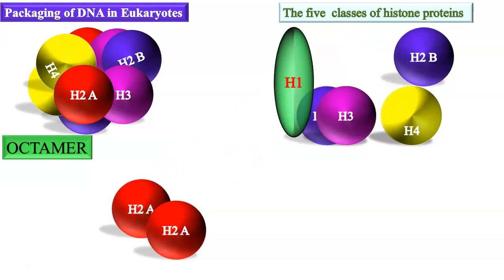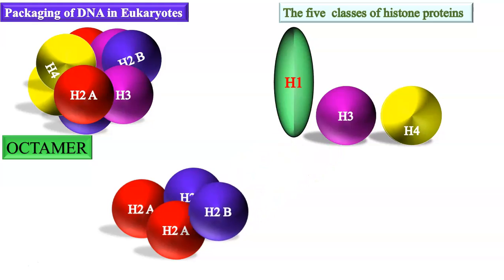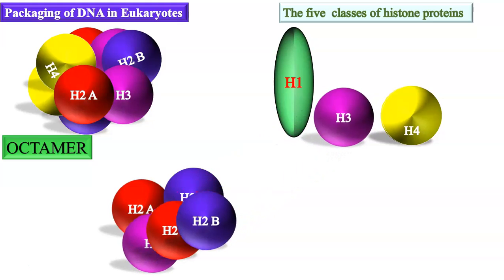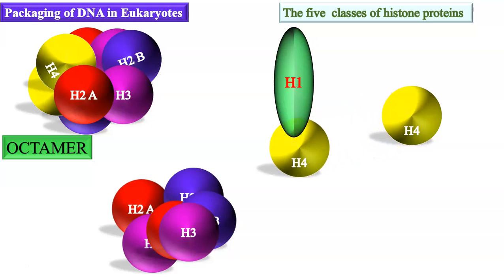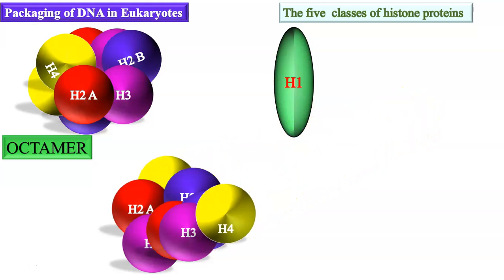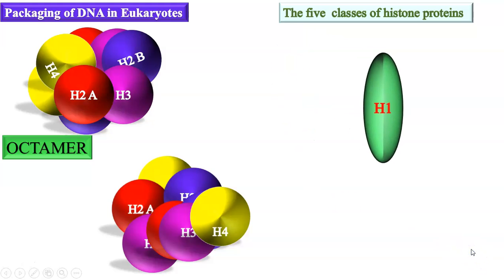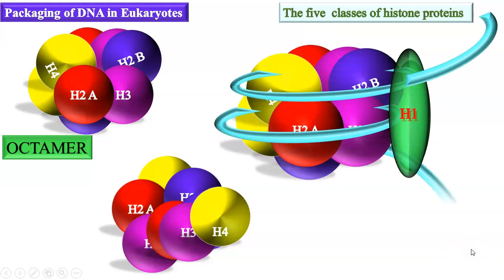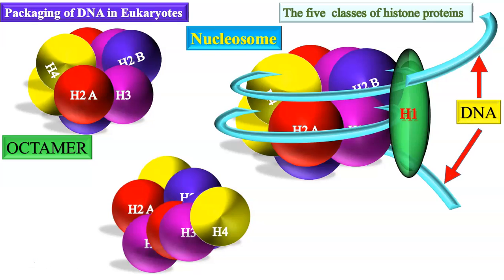Two molecules of H2A, 2 molecules of H2B, 2 molecules of H3 and 2 molecules of H4. So these 4 classes, 2 molecules each, contribute to the formation of the octamer. Then what about this H1 protein? What is its role? Let us see. The H1 protein allows the entry and exit of the DNA molecule which wraps around the octamer.